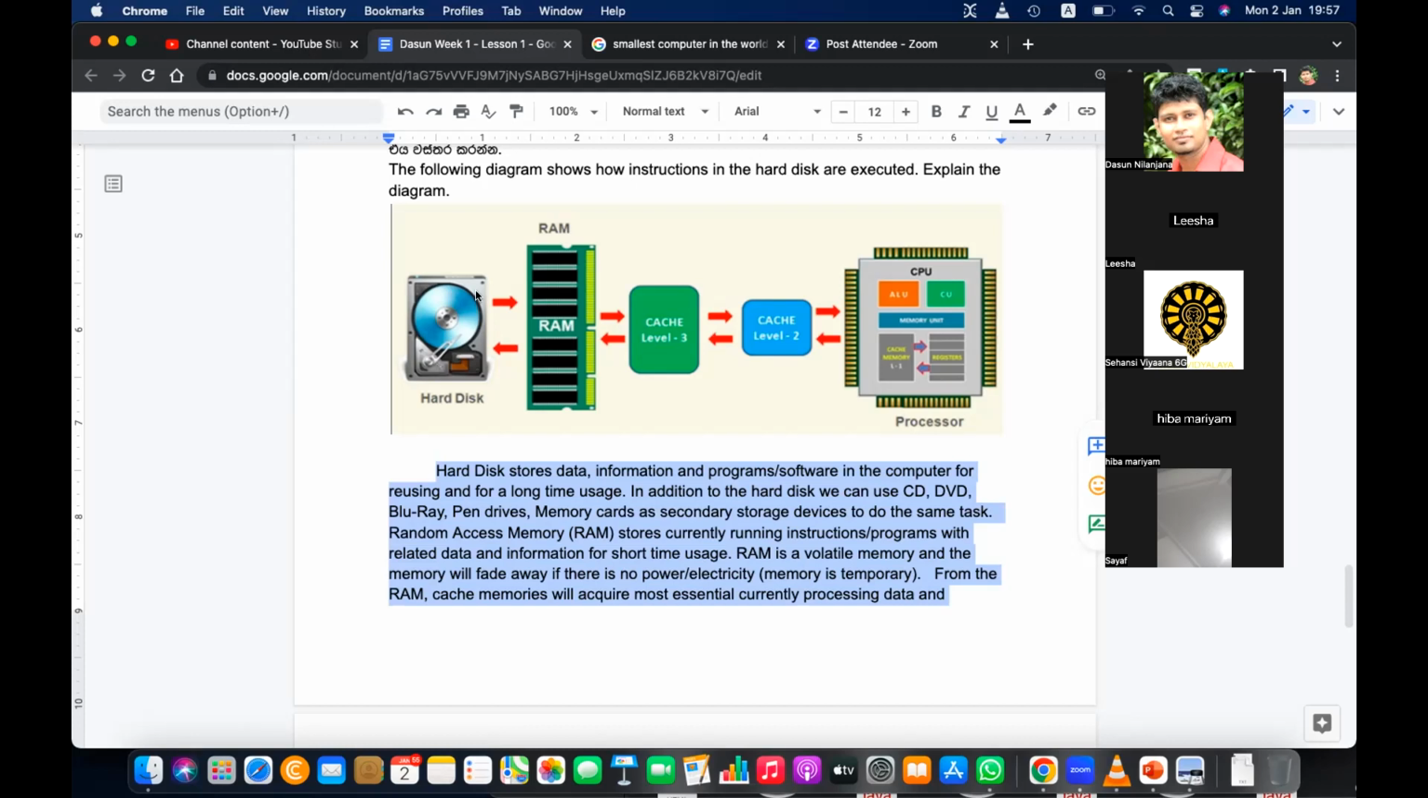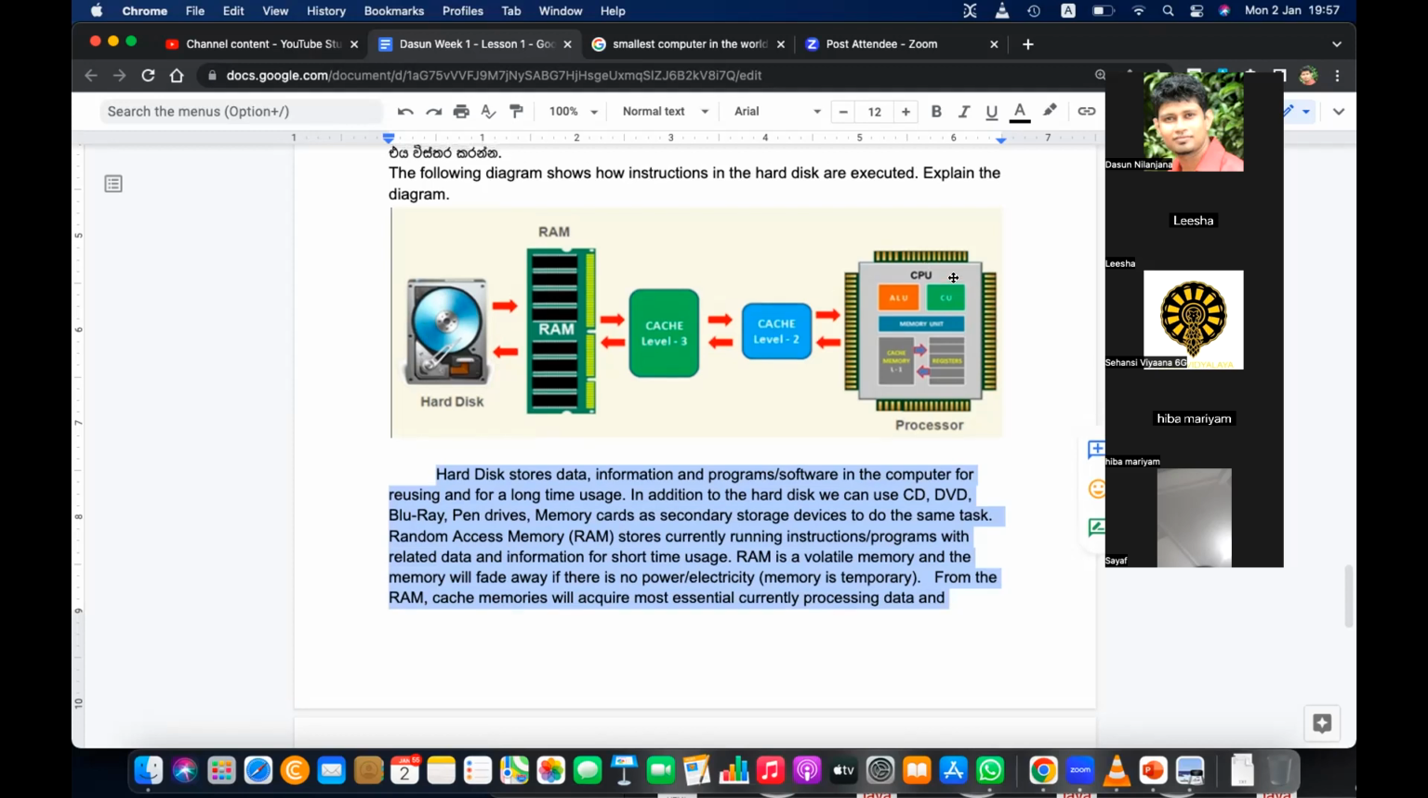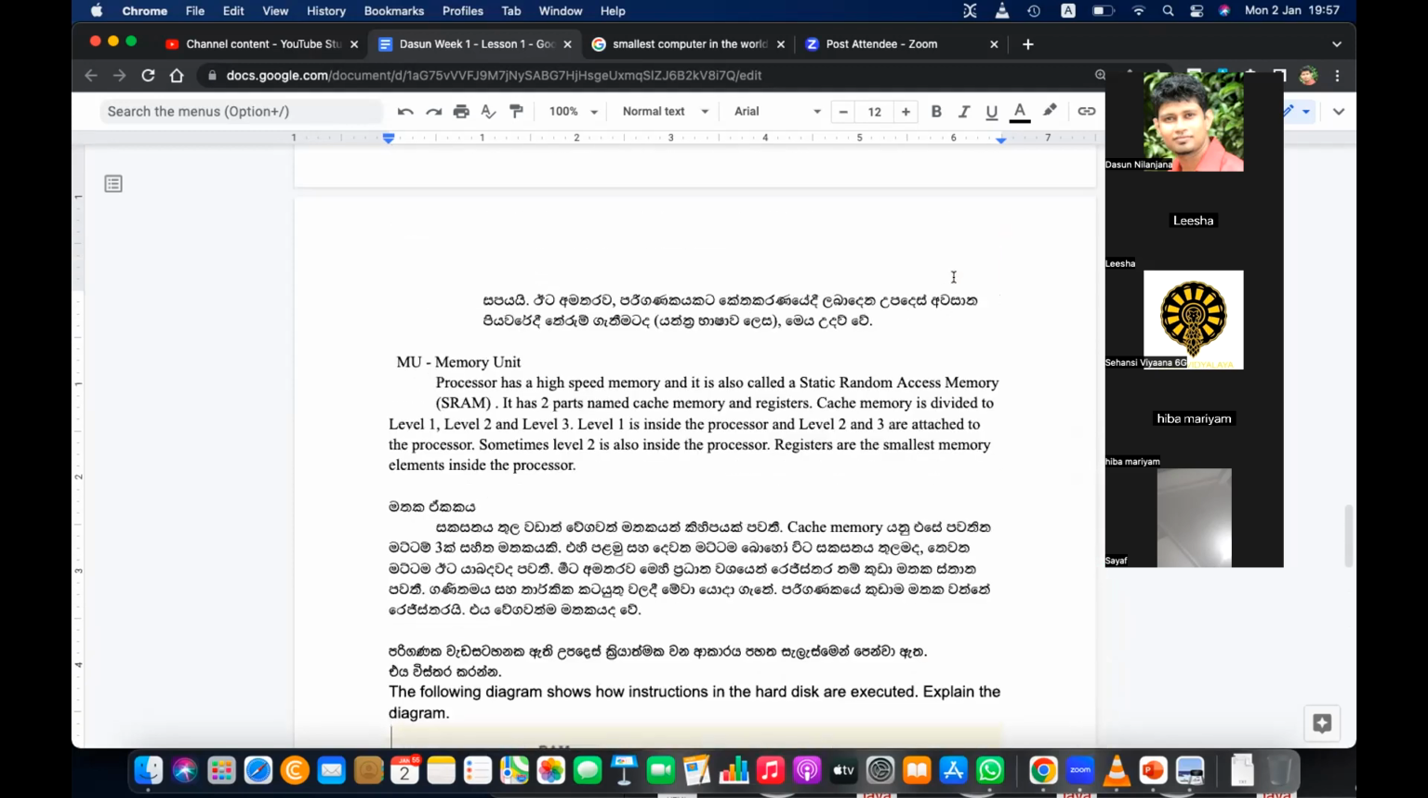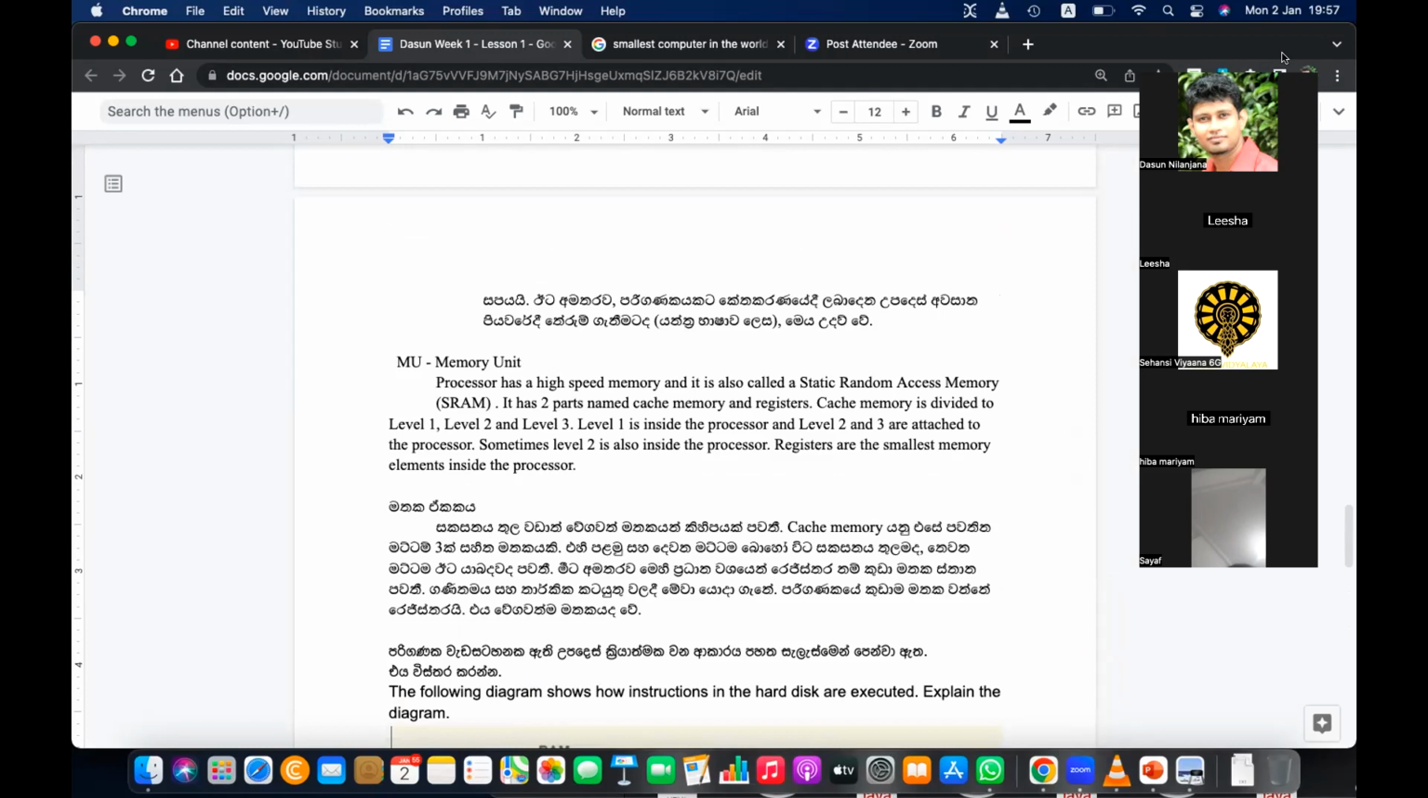Okay, here you can see hard disk, then the random access memory, then the cache, and here. So what is this? Actually, the memory unit in the computer is responsible for holding the values, holding the instructions, data until we process.